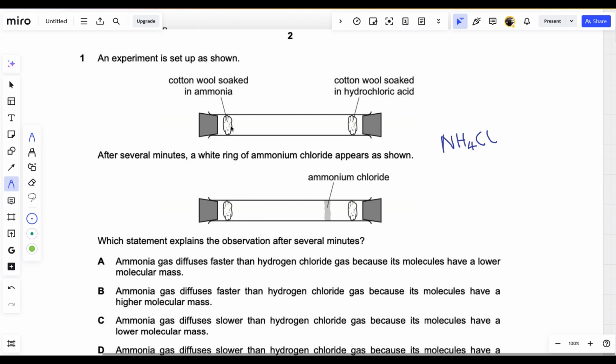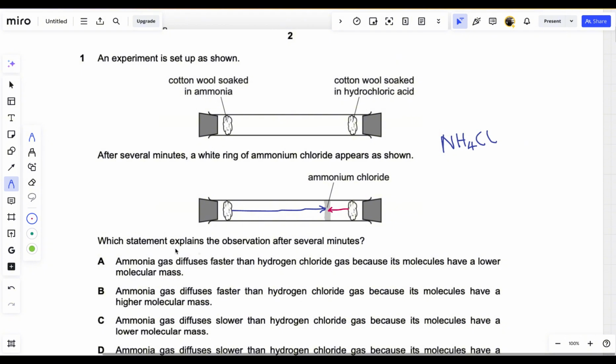This is the wool that's soaked with ammonia, and this is the wool that's soaked with hydrochloric acid. It appears that the ammonia traveled faster. From here to here was a longer journey, compared to the journey of the hydrochloric acid from here to here. So the ammonia travels a longer distance than the hydrochloric acid.